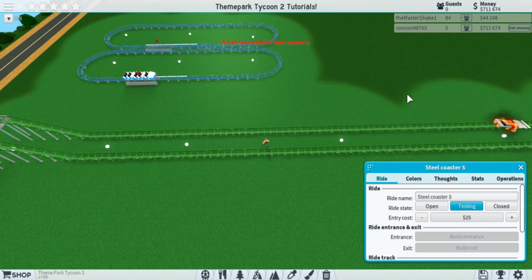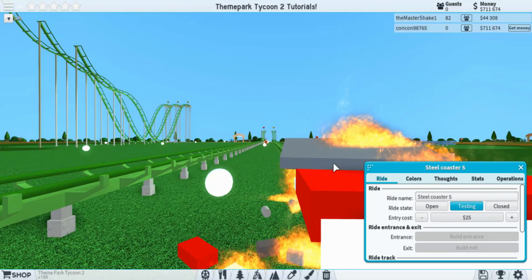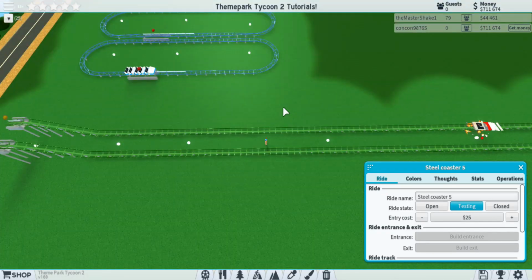This one only took about 14 seconds. And again blew up for who knows what reason. This goes to show you that the coaster is slowing down when there is friction applied to it.